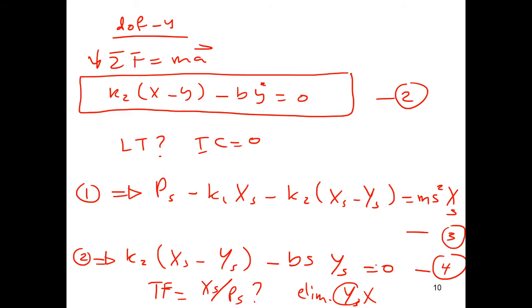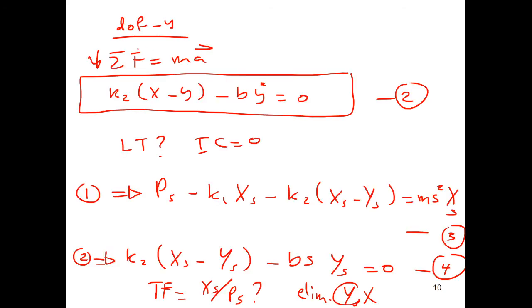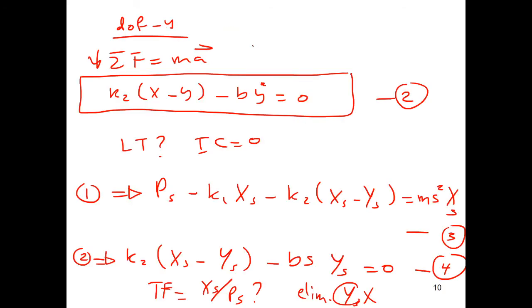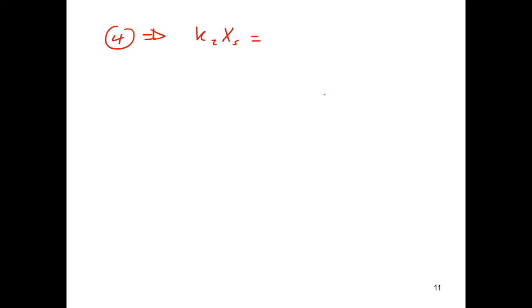The transfer function will be done. So let me recall 4. From 4, collect all the coefficients of X together on one side. So we have K2 X on one side, and on the other side, (b s plus K2) times what?